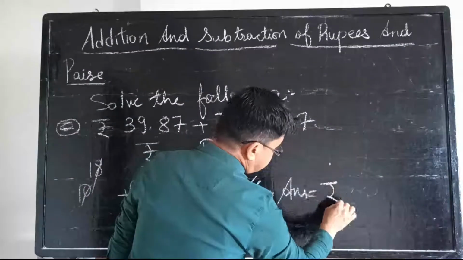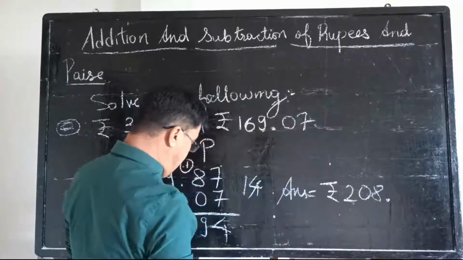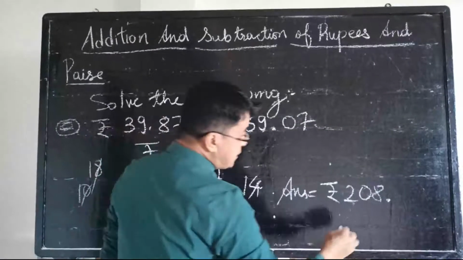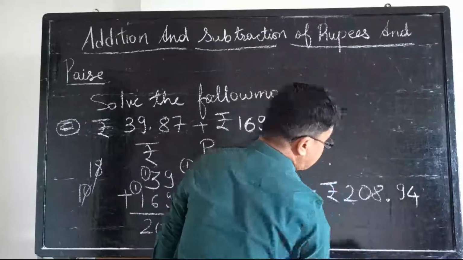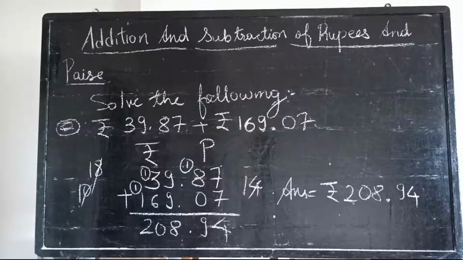rupees 208. Then put a dot here. After the dot is the paise. How many paise? 94 paise. So this way you do addition. Now we look at the next example.